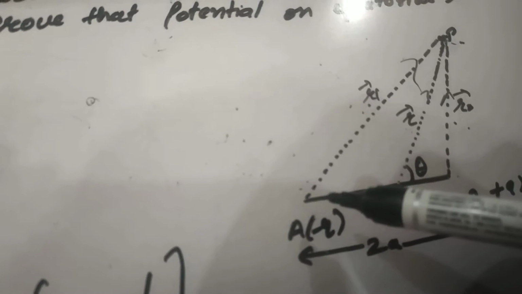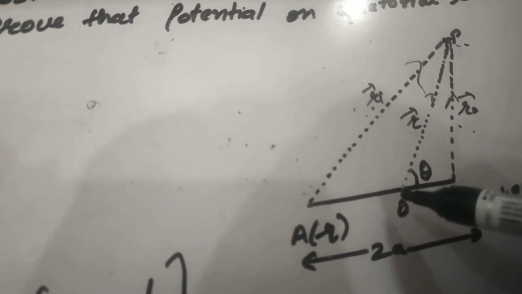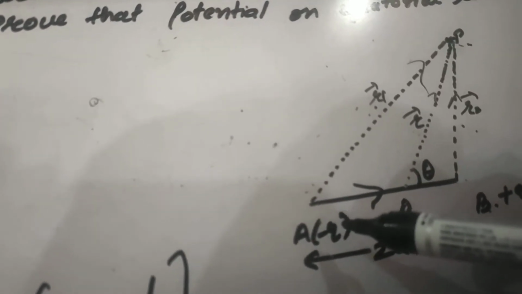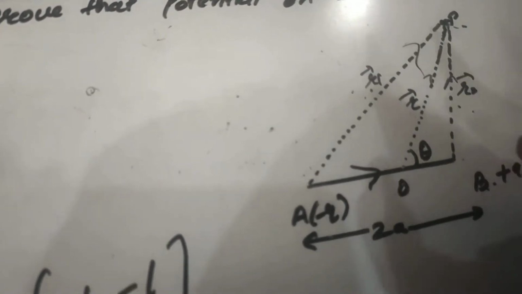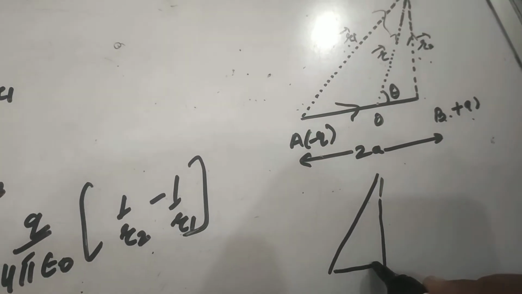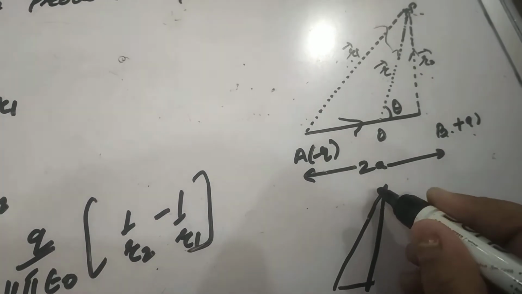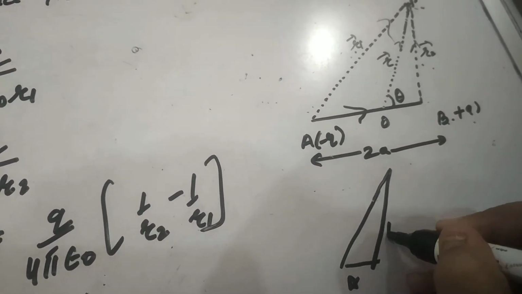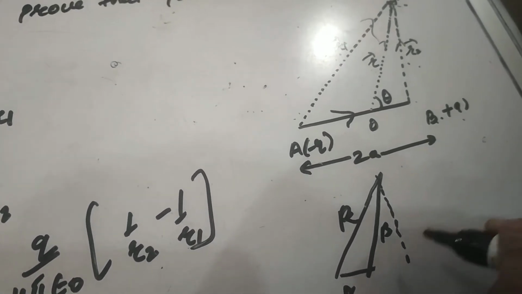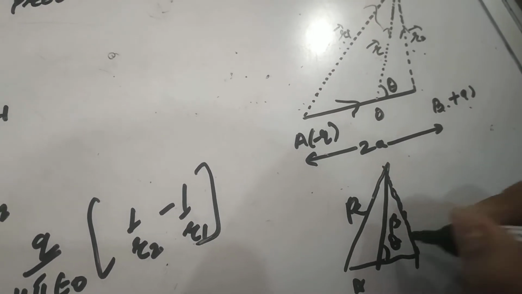Here we can have a triangle APO. If you recall the triangle of vector addition, if I draw the diagram for that, this is the resultant. If these are the two vectors A and B, and the third vector is R, in that case we have drawn this perpendicular over this surface, right? And we have taken this angle theta.